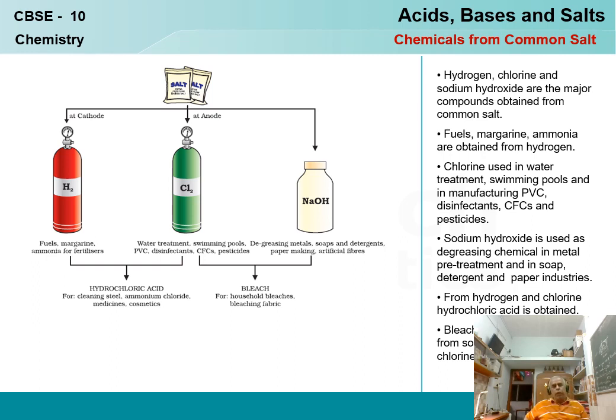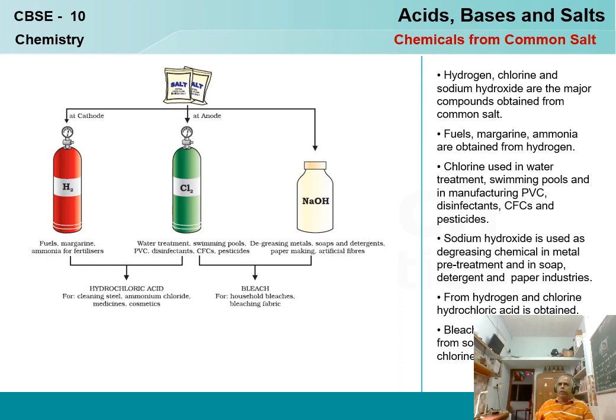Chlorine is used in water treatment, in swimming pools, and this is also used in manufacturing polyvinyl chloride, disinfectants, then pesticides. Sodium hydroxide, that is represented as NaOH. We also call sodium hydroxide caustic soda.